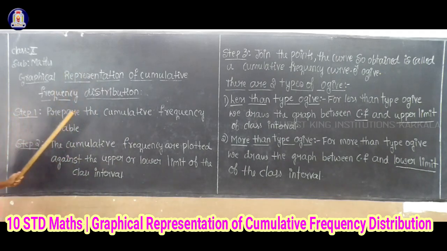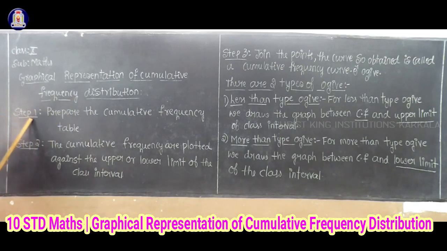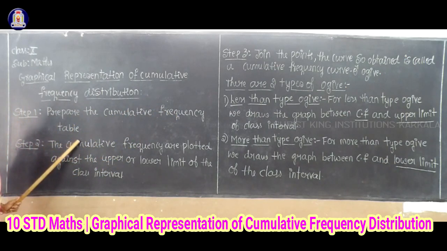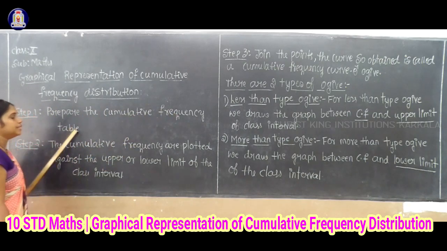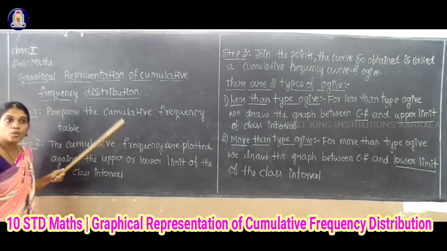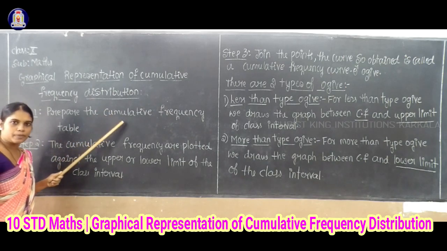There are 3 steps. Just remember these 3 steps. While you are drawing the graph, you have to refer to these 3 steps. So step 1. What is this step 1? Prepare the cumulative frequency table. First you have to prepare the cumulative frequency table. That you already know how to prepare. That is step 1.